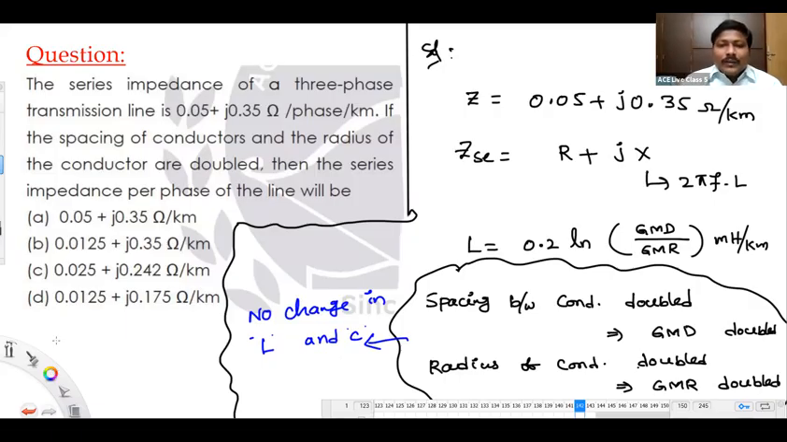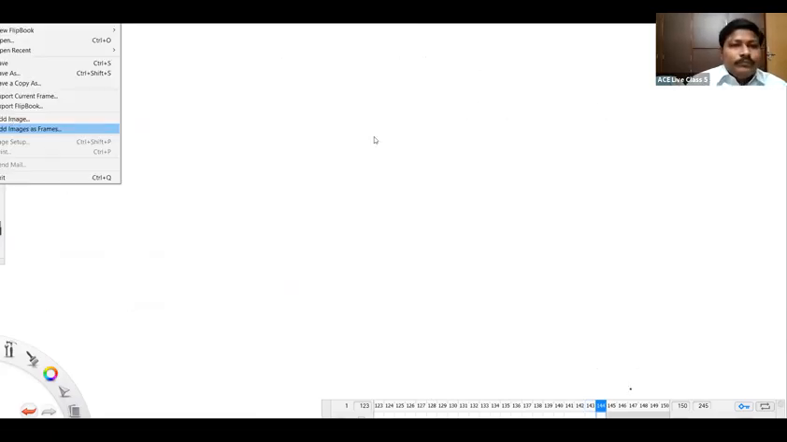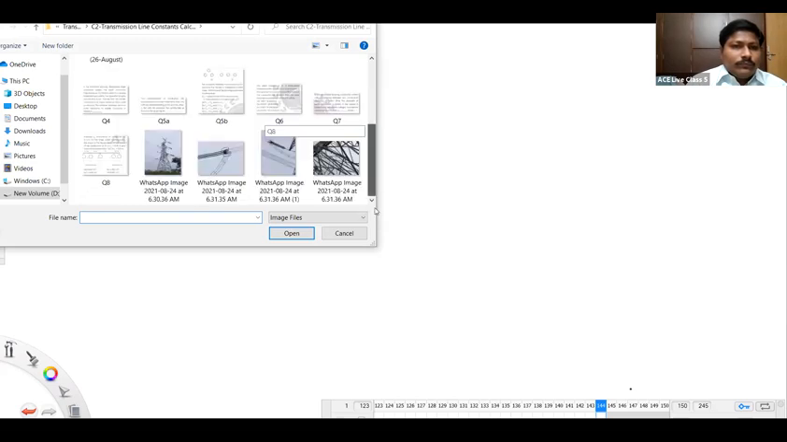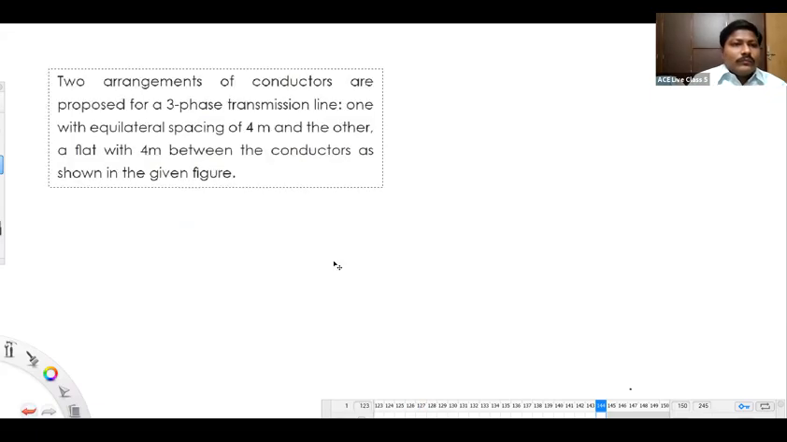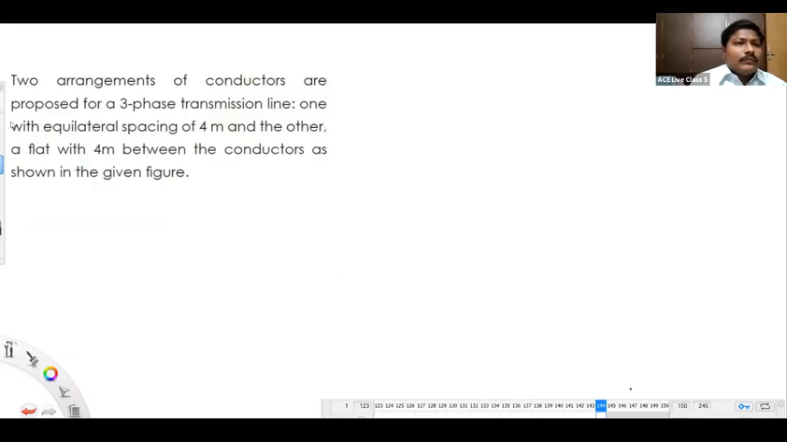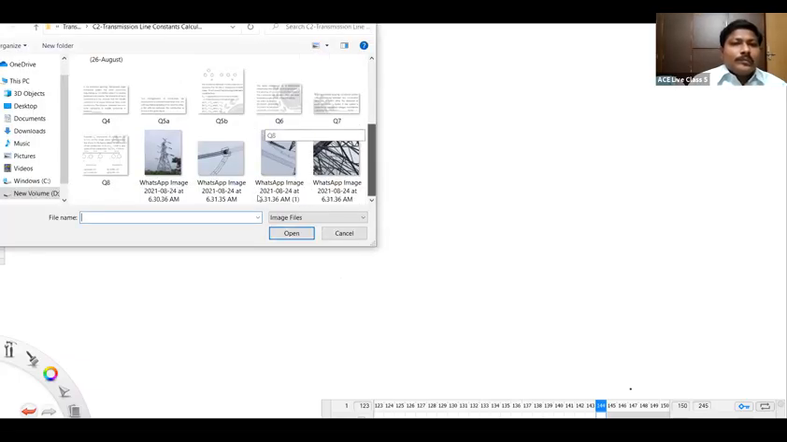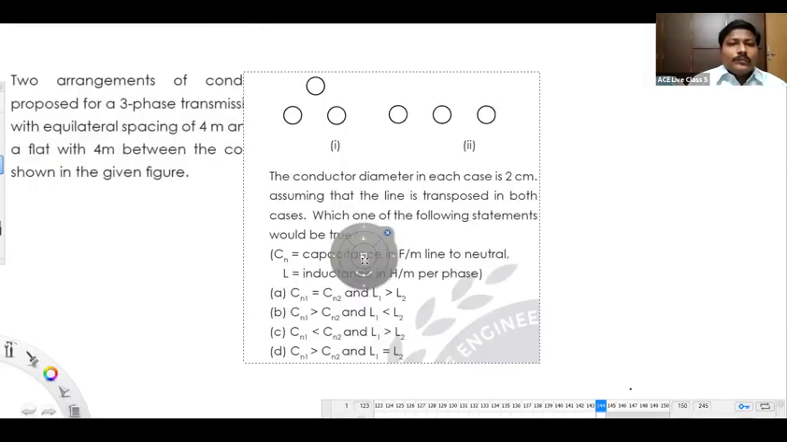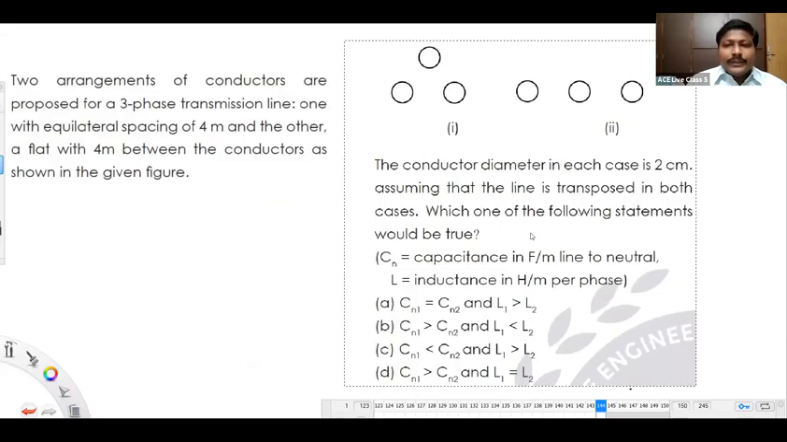So let's take one more problem in these L and C calculations quickly. Let's see this question. Go through this.